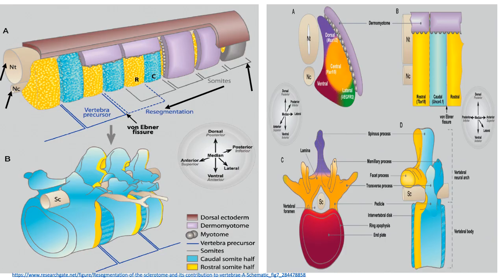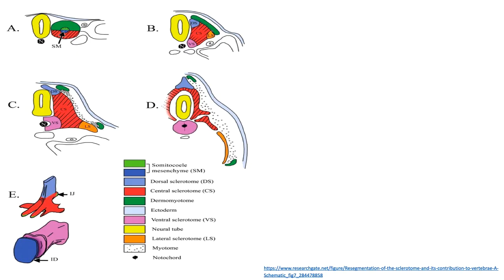You can see just a little bit of the pedicels and the transverse process, and then you can see the orange is going to form the central, which is going to form the lamina, and the rest. Then you have the dorsal, which is going to form the transverse processes. All right, and so here is also telling us the different aspects that are forming the different structures.